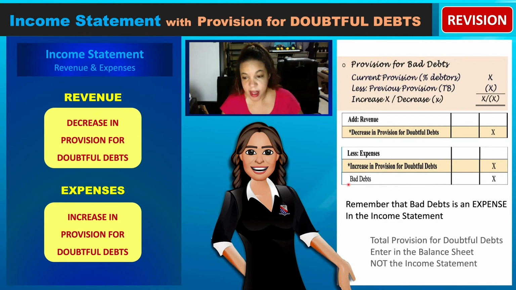Okay? And remember this, notice decrease, increase, not total. The total provision does not go into your income statement. It goes into your balance sheet, which we are not focusing on now. All right, so this is your calculation for provision for doubtful debts. You're calculating the increase or decrease, and you're putting it under the relevant heading, whether it's revenue or expense.